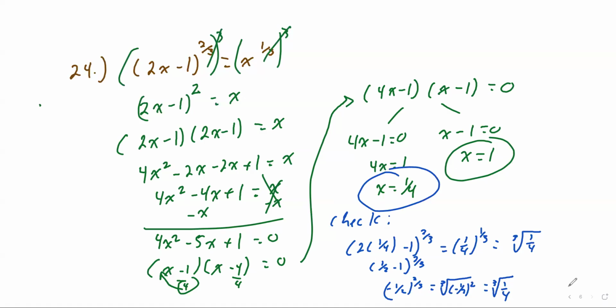Let's try one more of these, and then we'll do some what we call literal equations. So let's look at number 29. 29 says x to the 2/3 minus 25 over 49 equals 0. So first thing I'm going to do is isolate the radical, even though it's written as a rational exponent. And then, so I'll add 25 over 49.